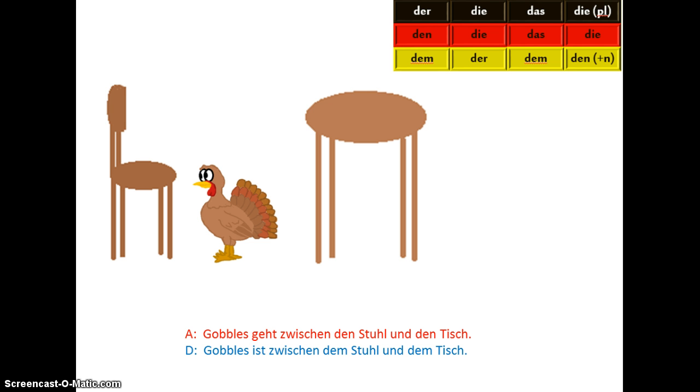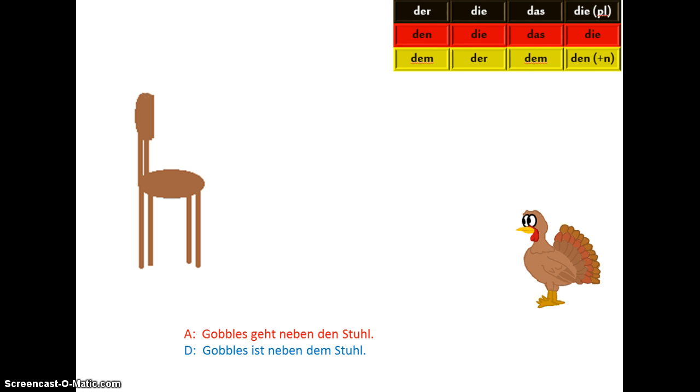In the second sentence, it's where Gobbles is right now. It's ist, not geht, because he is there, and dem Stuhl und dem Tisch. The sentence is Gobbles ist zwischen dem Stuhl und dem Tisch. And we use dem because if you look at the chart, the dative for der is dem.